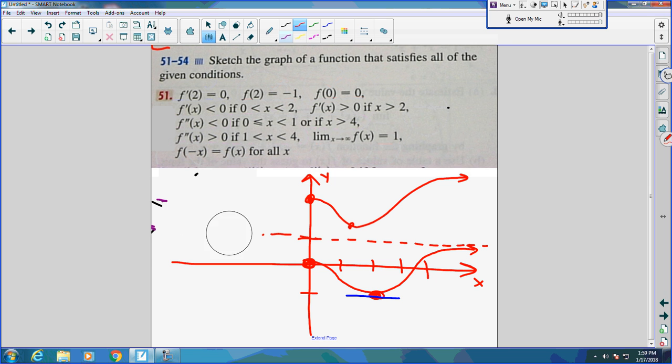The last statement here says, is this an even or odd statement, this question? It says that the y value for negative x is the same as the y value of the positive x. It is an even function. Yeah, you only had two choices. You suck. All right, here we go.